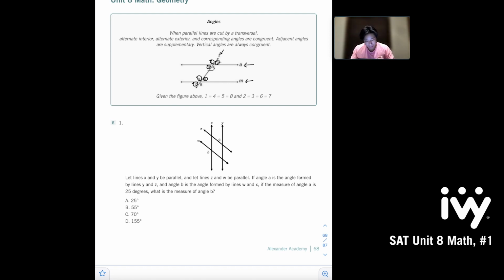We're given that A is 25 degrees, so we'll label that. If we're trying to get all the way across the other lines to B, the first thing we can do is see that there's a corresponding angle here that's also 25 degrees. Then this angle is also corresponding to this angle right here, which is also 25 degrees. And then 25 degrees is going to be supplementary to angle B, which means B is going to be 180 degrees minus 25 degrees, or 155 degrees.